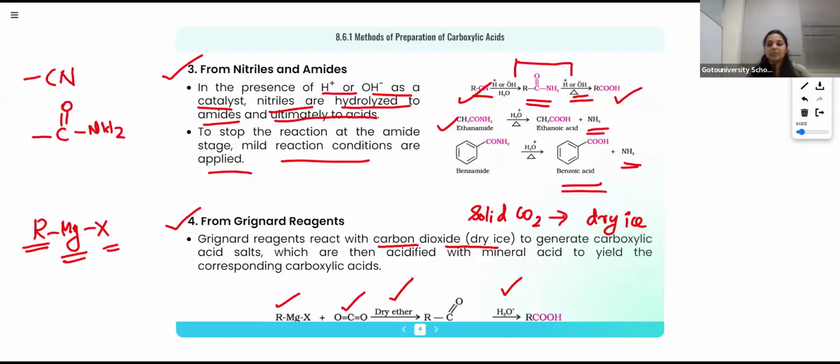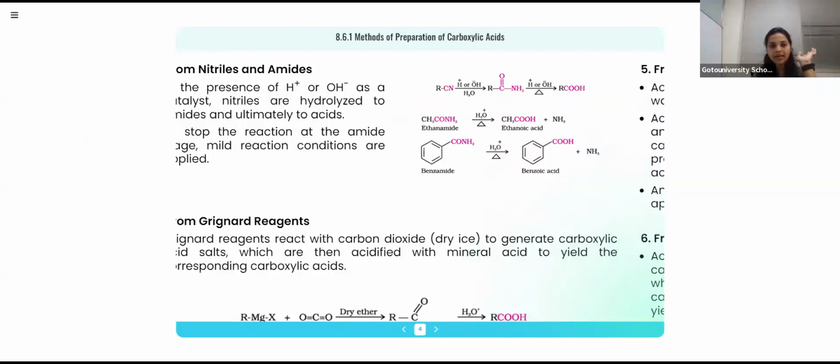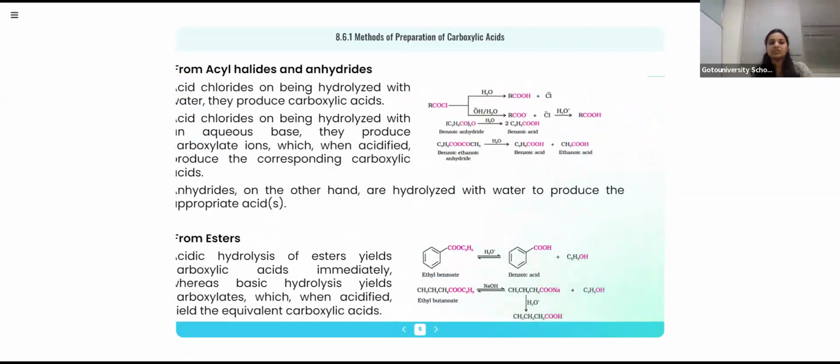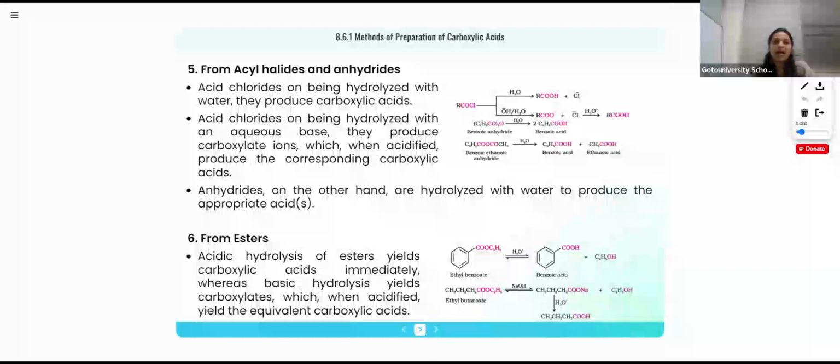Okay, so this is the preparation from Grignard reagent. Understood? So in case of the normal Grignard reagent, you have to take what reagent? Very, very important. I am telling you again and again, this reaction is very, very important. Because the reagent we are taking with the Grignard reagent is solid carbon dioxide. It is very important because we have to introduce the COOH group, right? That's why we are taking the carbon dioxide. Next one, we are going to prepare this from acyl halides and anhydrides.